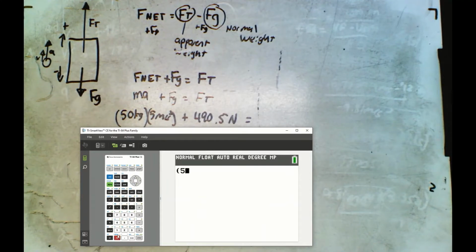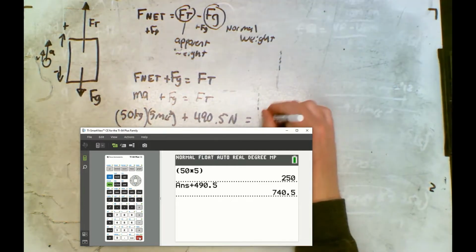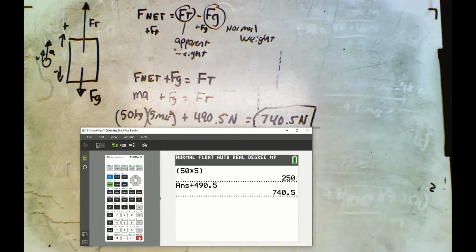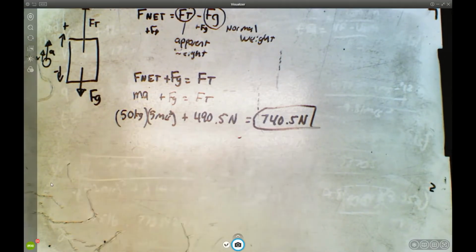So 50 times 5 plus 490.5. So she feels 740.5 newtons. So this is how heavy she feels. This is her normal weight. This is her apparent weight, so she feels heavier. What she's going to experience during this elevator ride is her knees are going to buckle a little bit. If you've ever had that feeling, that's because you feel a little bit heavier than you normally would.